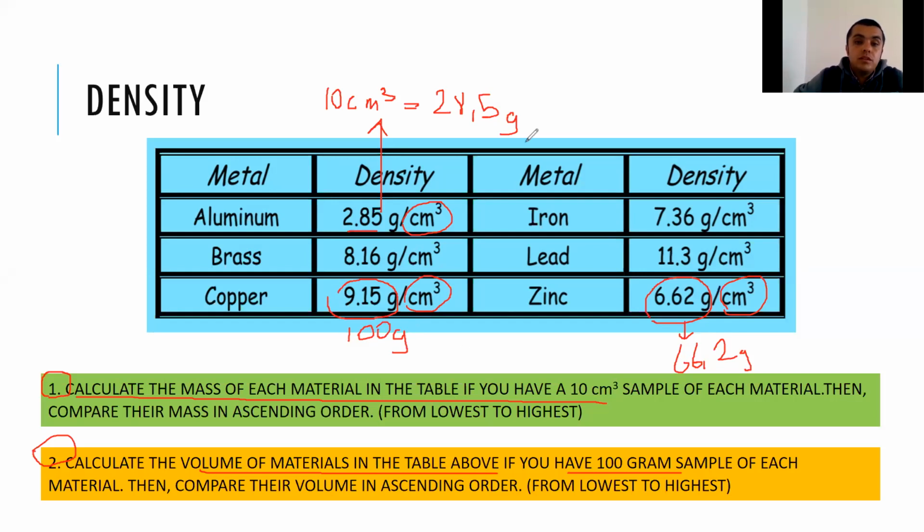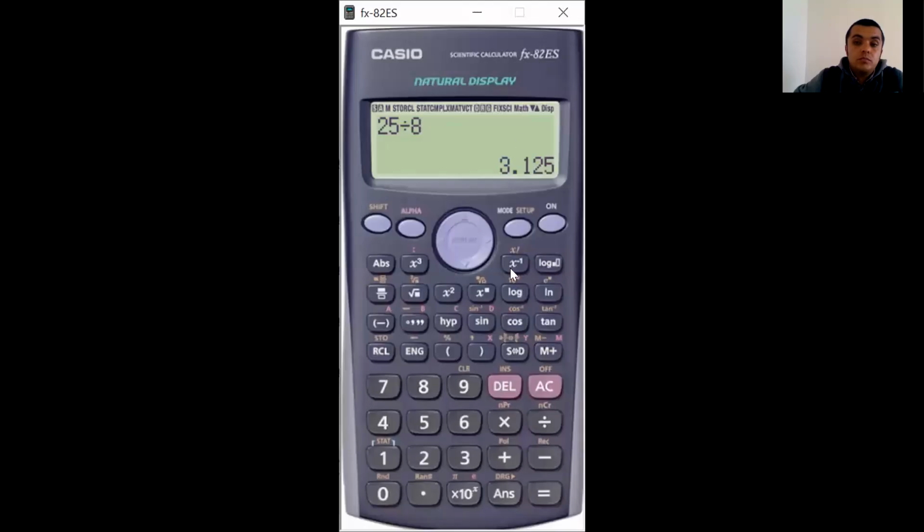I'll just take you to the calculator. 100 divided by 9.15, okay? So that's going to be equal to 10.93 centimeter cube if you round it to 2 decimal places. So which means that 10.93 centimeter cube of copper is 100 grams. That's how we can find the second one.